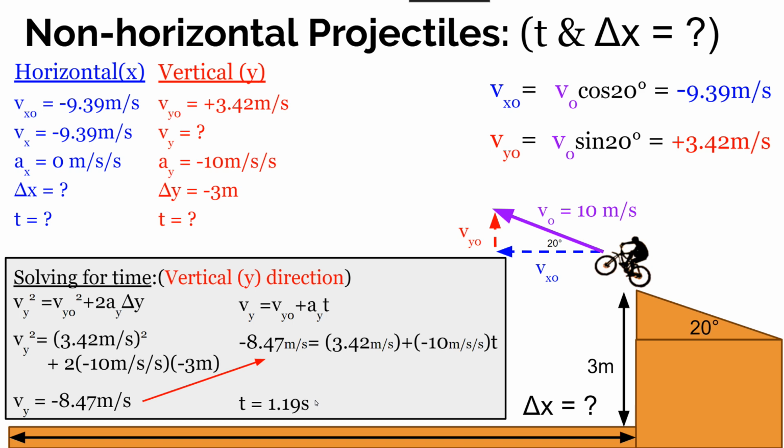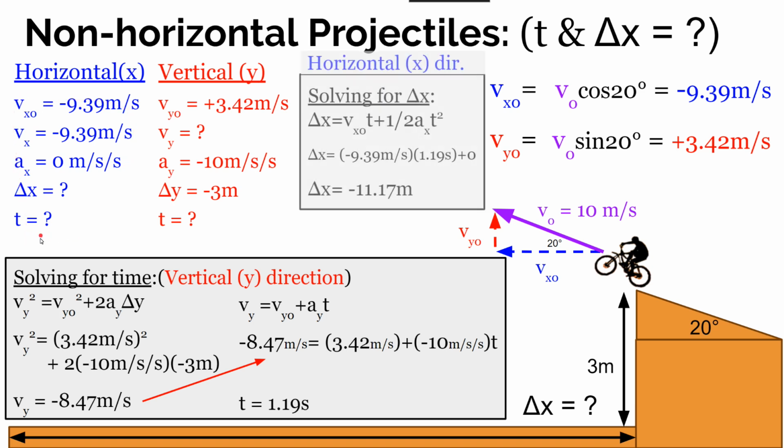Well, if it spends that much time moving in the vertical direction, it's going to spend that same amount of time moving in the horizontal direction. And so if we want to solve for the horizontal displacement, let's now look to our information about the horizontal part of the motion. So let's use our displacement equation. Change in x is equal to initial velocity in the x direction times time plus 1/2 times the acceleration in the x direction multiplied by time squared.